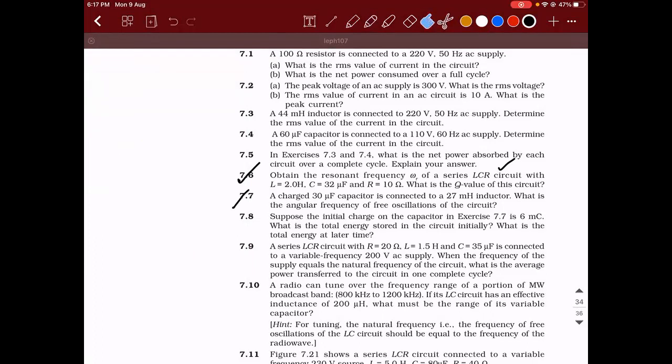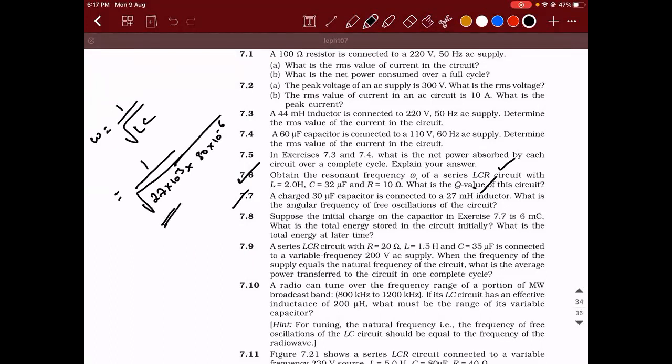So next one is, there is a charged 30 microfarad capacitor which is connected to a 27 millihenry inductor. What is the angular frequency of the oscillations? Omega is equal to 1 by root of L into C. L is 27 into 10 power minus 3, into capacitance, which is 30 into 10 power minus 6. So that will give you the answer.